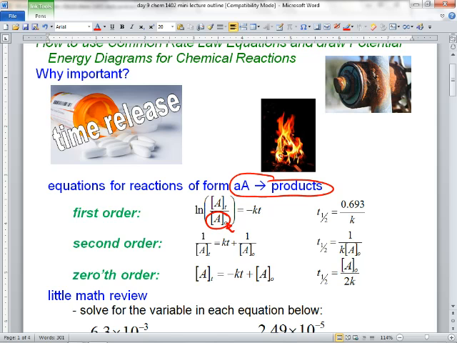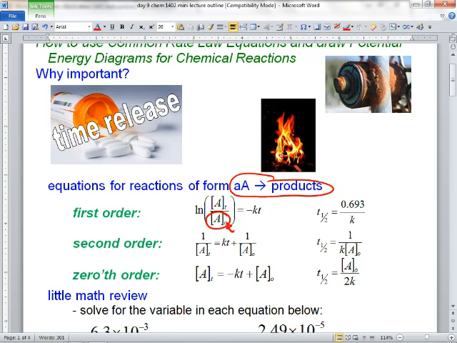And then there's one more variable up here, this t sub 1/2. You know what they call that? t sub 1/2 is the half-life. We're going to talk about that in a little bit. All it is, is the time for exactly half of that reactant to disappear. That's really all it is. Okay. But it's useful, and that's why they have it.